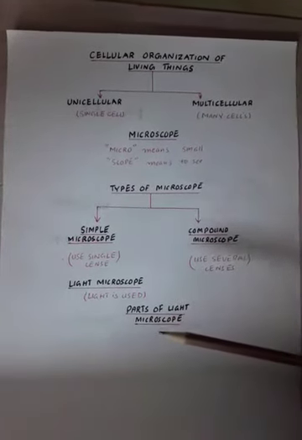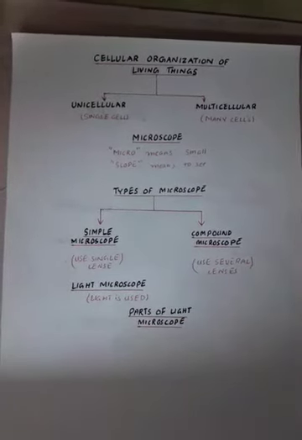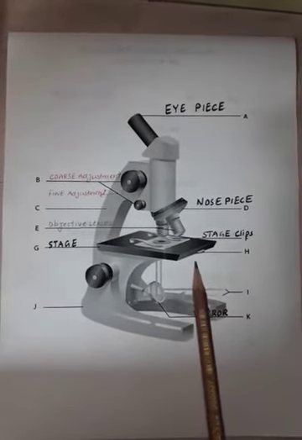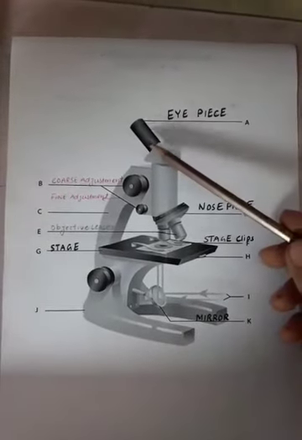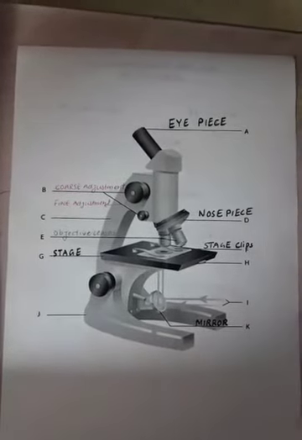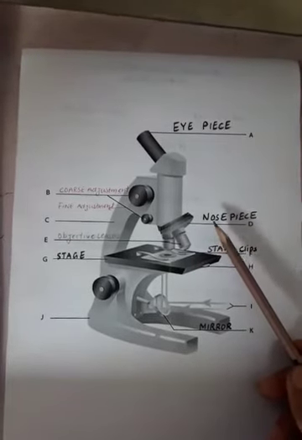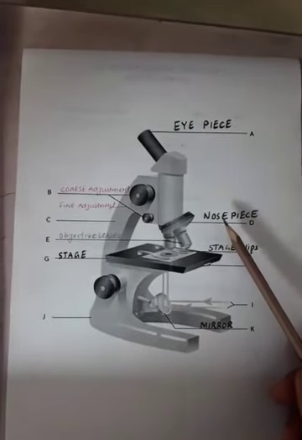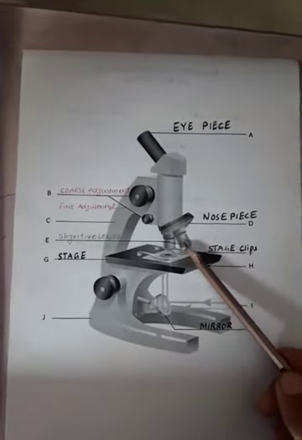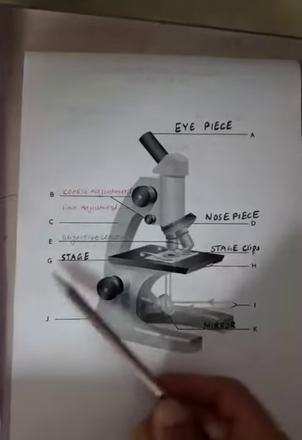Several parts of the light microscope and their functions are discussed in the given diagram. This one is the diagram of a simple light microscope. This part is called the eyepiece, which magnifies the image many times. This part is called the nose piece. The nose piece is used to change the magnification of the objective lenses. These are three objective lenses. Objective lenses have different magnifications.